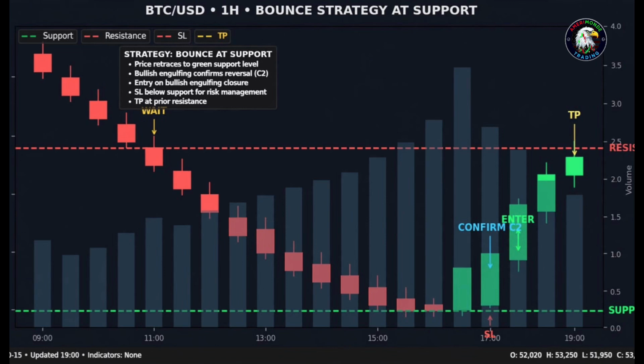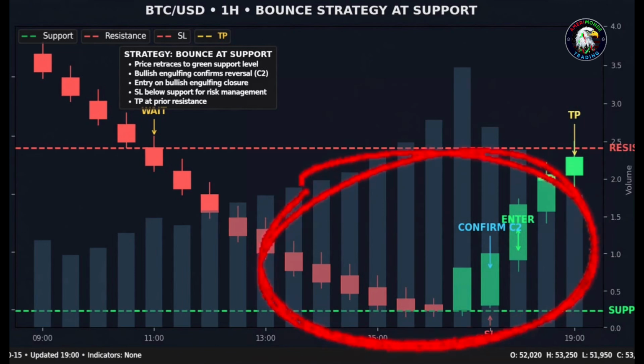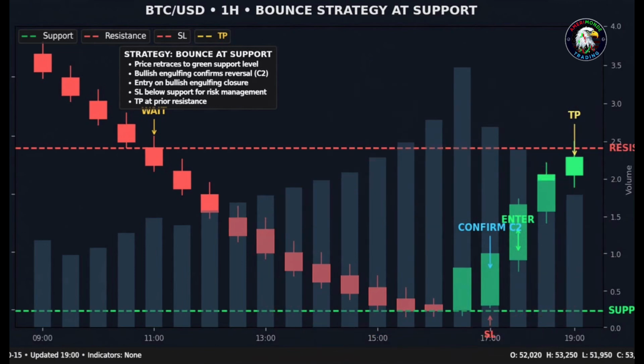Strategy number 1. The bounce. This is the best for beginners and safest. Price is coming down to support at 4,520. Do not buy immediately. This is the biggest mistake. You must wait. Wait for my C2 reversal. That small manipulation candle at 1 a.m. Look here.